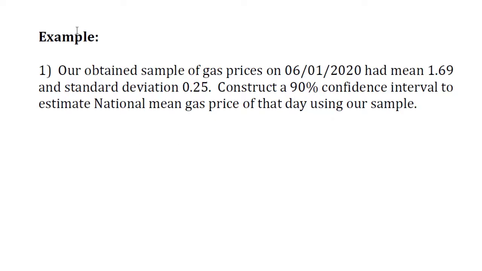So we spent some time reading the wording description here. It says our obtained sample of gas prices on June 1st, 2020 had mean $1.69 and standard deviation 0.25. With this very beginning statement of our worded description of the example, anyone viewing this video is going to be very curious what sample I am talking about. So here's the sample again.